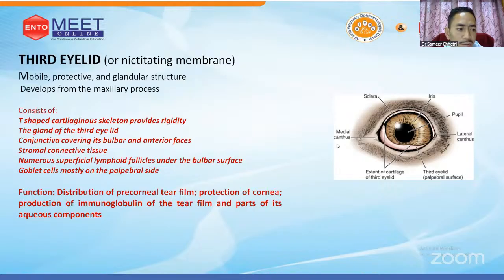So what is the function of the third eyelid? It helps in the distribution of the precorneal tear film, protection of the cornea, production of immunoglobulin of the tear film, and parts of its aqueous components. Now, what happens if we remove the third eyelid? We see there are a lot of cases where there is a protrusion of the third eyelid, often termed cherry eye.